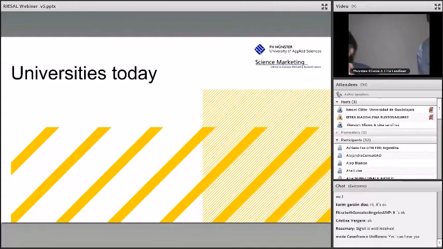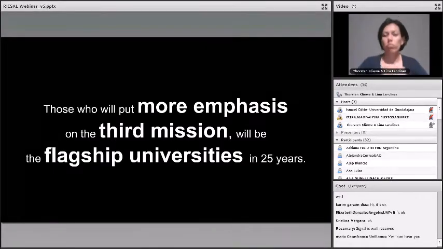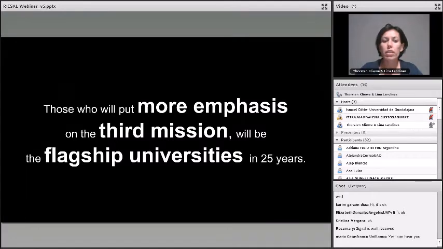Okay, so to understand a little bit more what UBC means for universities, we would like to start with an overview of the changes that universities have gone through during the years they have existed, and where they are heading to. We believe that in the future, universities that put an emphasis on their mission are going to be the flagships in higher education. And how did we get to that?